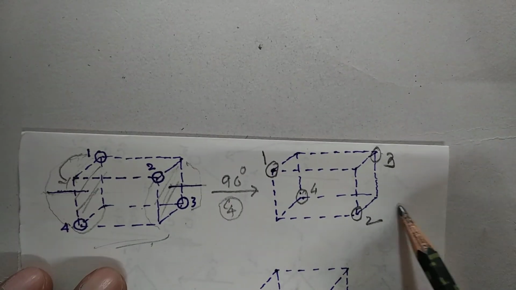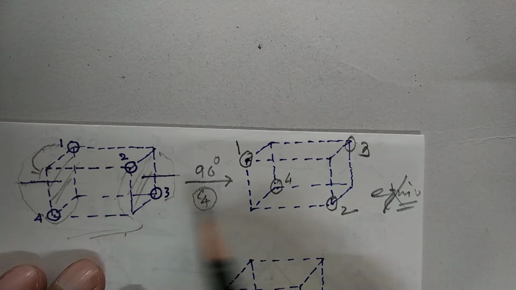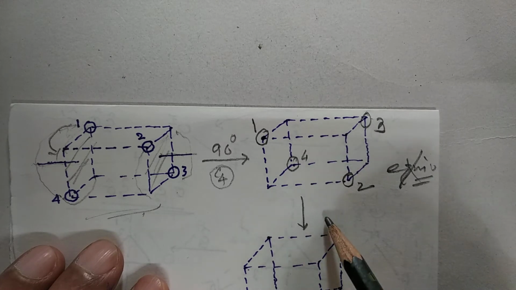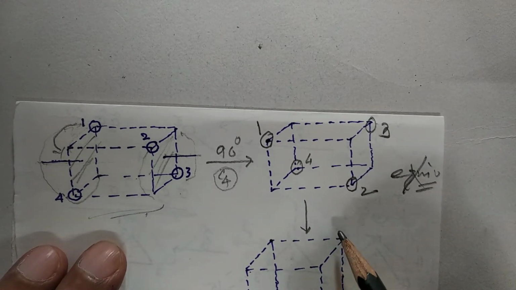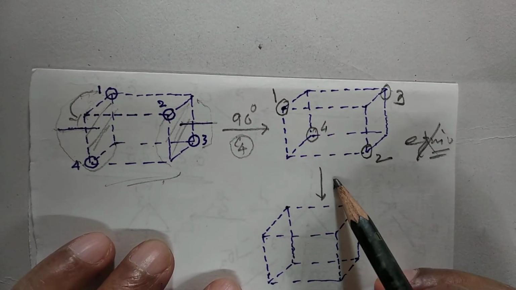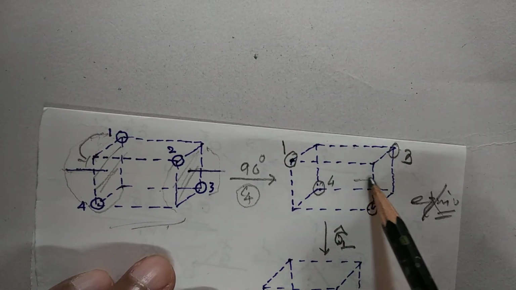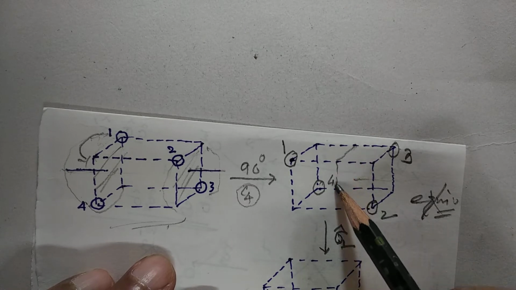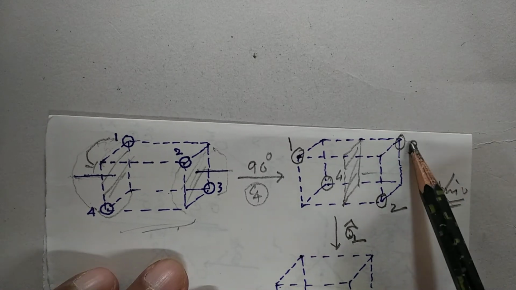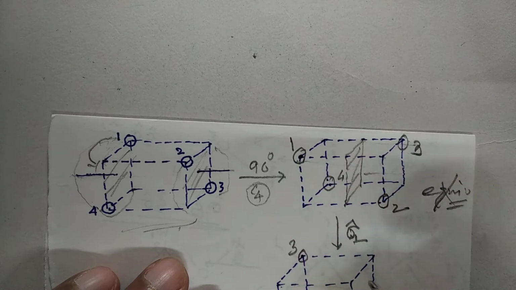And clearly, this is not equivalent to the initial configuration. So this is not a symmetry operation. But now we carry out a reflection on a perpendicular plane. Perpendicular to this axis, we imagine a mirror plane like this. Then what will happen? 3 will be reflected to this position. 3 comes here. 1 comes here.